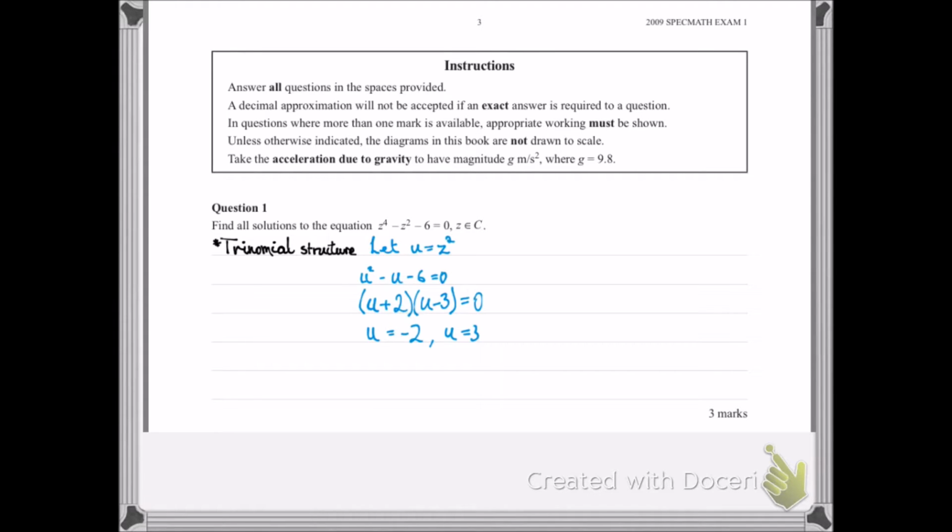Now we have to remember that u is equal to z squared, so let's make that substitution again, and we take the square root of both results. And we have to remember we've got both the positive and the negative square root, and the square root of the negative 2 gives you the i as your imaginary unit there. Okay, so 1, 2, 3, 4 solutions for a polynomial of degree 4.